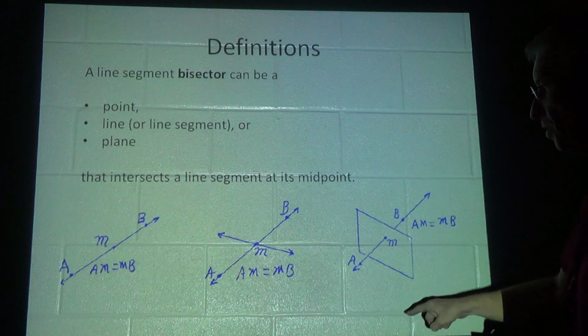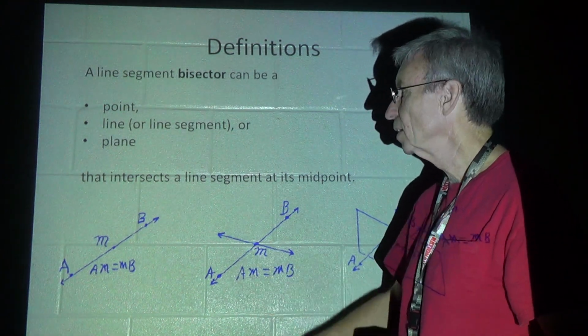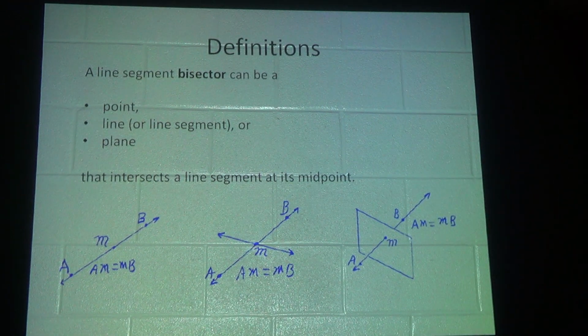Notice in each one of these cases that the length of AM is equal to the length of MB. And that's one of the things that tells you that whatever figure is cutting through a line segment is a bisector on that basis.